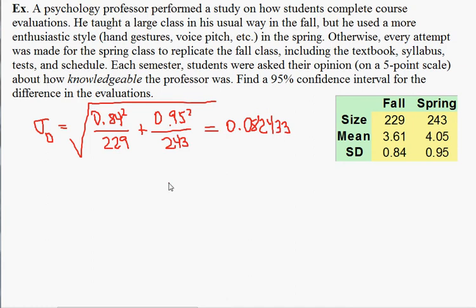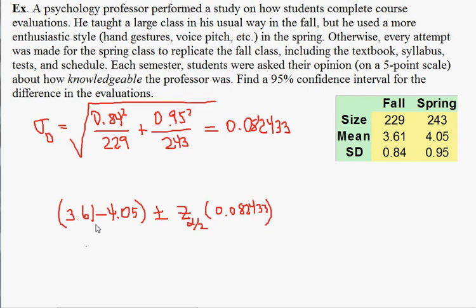And so the confidence interval will be the observed difference, 3.61 minus 4.05, the observed difference, plus or minus the z-value times the standard error that we just got. Okay, so the difference in the two averages worked out to be 0.44 plus or minus the z-value.